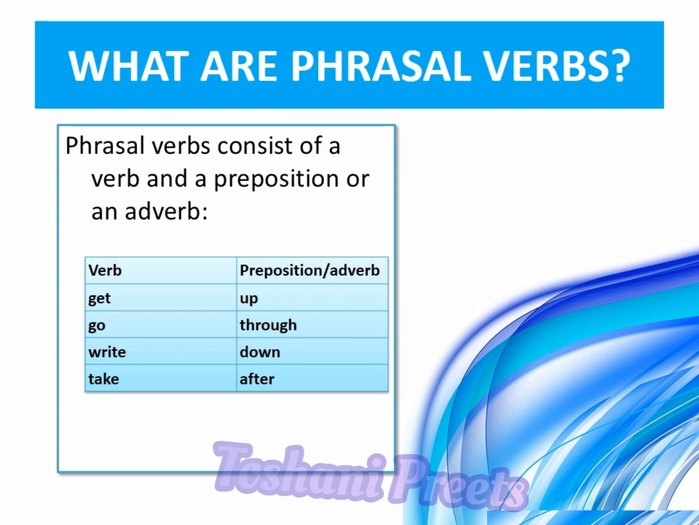If you look at the table over here, you would notice phrasal verbs consist of a verb and a preposition or an adverb. You can see examples like get up, go through, write down and take after. There are many more examples like this. You can always use those examples also, but the most important thing is you need to know the meaning of these phrasal verbs and how to use them in your sentences while you write.